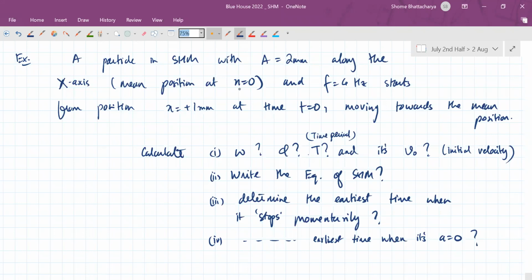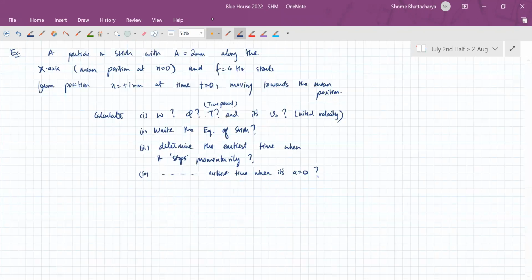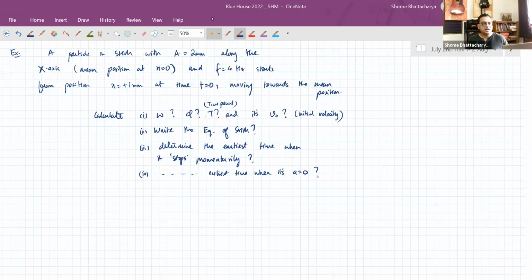Okay, so just a word of caution here. When we are writing the phase constant, people, we have to understand that the direction of velocity also depends on the phase constant. So it's not just that the position is a by 2, so sine phi has to be half, but it's also about the initial velocity. The initial velocity is what kind of quantity? It is negative, because it's moving towards the mean position.